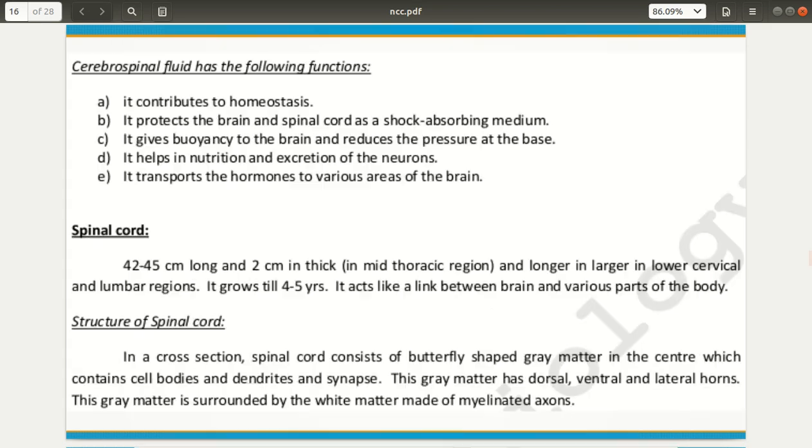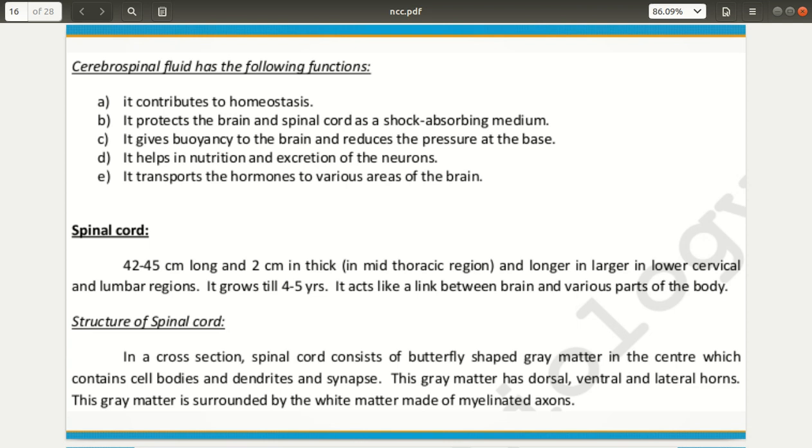and subarachnoid space. So the function of cerebrospinal fluid or CSF: it contributes to homeostasis, that is maintenance of a constant internal environment. It protects the brain and spinal cord as a shock absorbing medium. It gives buoyancy to the brain and reduces the pressure at the base. It helps in nutrition and excretion of the neurons. It transports the hormones to various areas of the brain.